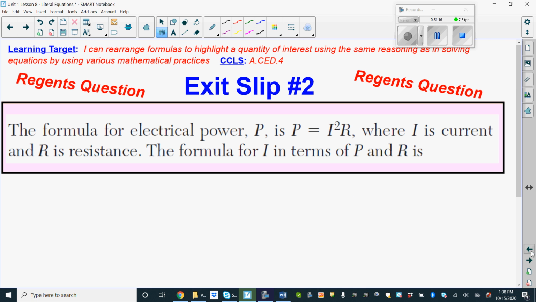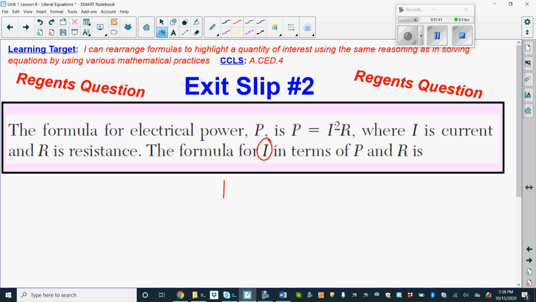Actually, I didn't realize there's 2 more exit slips. So we're going to actually finish solving these. So we have exit slip 2, another Regents question. The formula for electrical power P is P equals I squared R, where I is the current and R is the resistance. The formula for I in terms of P and R is what? So we have to solve for I.